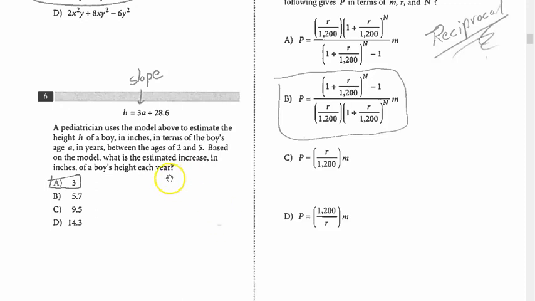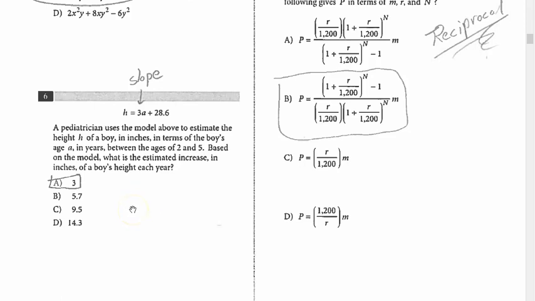From reading through this problem, we're looking for the estimated increase in inches of the boy's height each year. So anytime we see each year, we're given that time interval. We know we're looking for something continuous that's also representing our change. We're thinking how much this individual is growing.